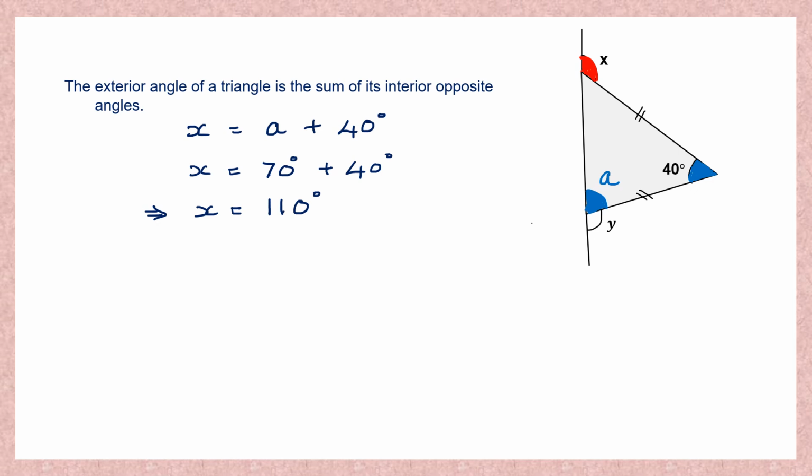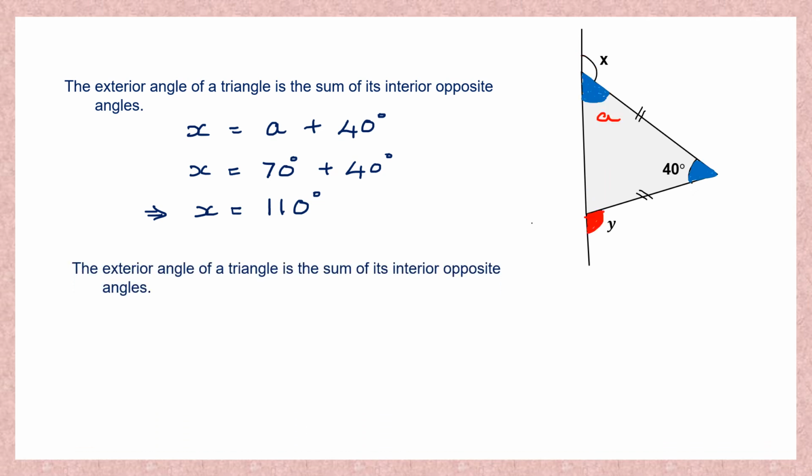Let's find the value of angle Y in a similar way. It is the next exterior angle. So let's use the property of exterior angles. The exterior angle of a triangle is the sum of its interior opposite angles. So here the exterior angle is Y and the interior opposite angles are the angles shaded in blue, A and 40. So let's find out angle Y. Angle Y is equal to A plus 40 degrees because they are the interior opposite angles. So Y is equal to, let's substitute A for its value, which is 70 degrees, plus add up 40 degrees.